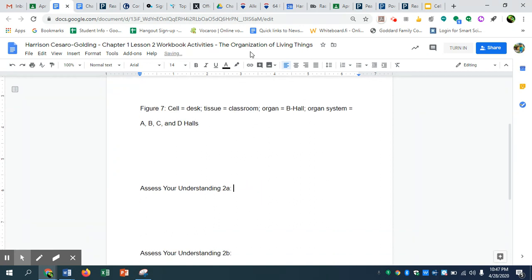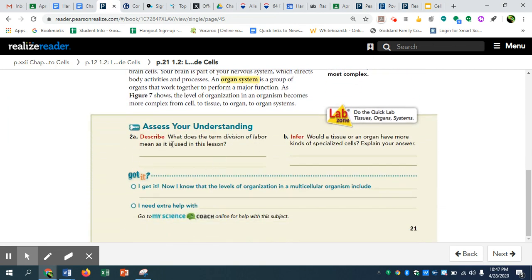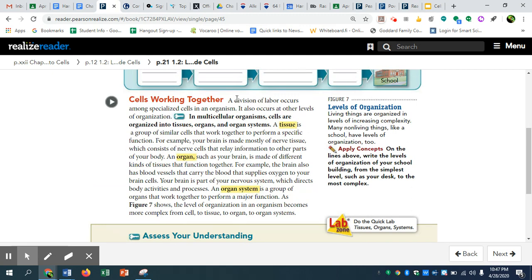All right, let's move on to 2A, assess your understanding. It says, what does the term division of labor mean as it is used in this lesson? Okay, so right here it says a division of labor occurs among specialized cells in an organ. It can also occur at other levels of organization, and we talked about cell, tissue, organ, system. So when we talk about division of labor, what we're talking about is cells all performing a certain function to create the whole organism. So that's what we're going to write.